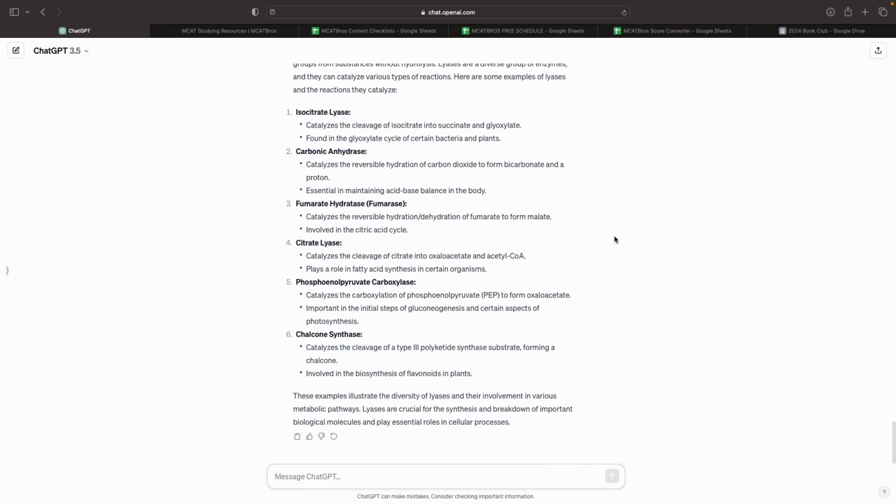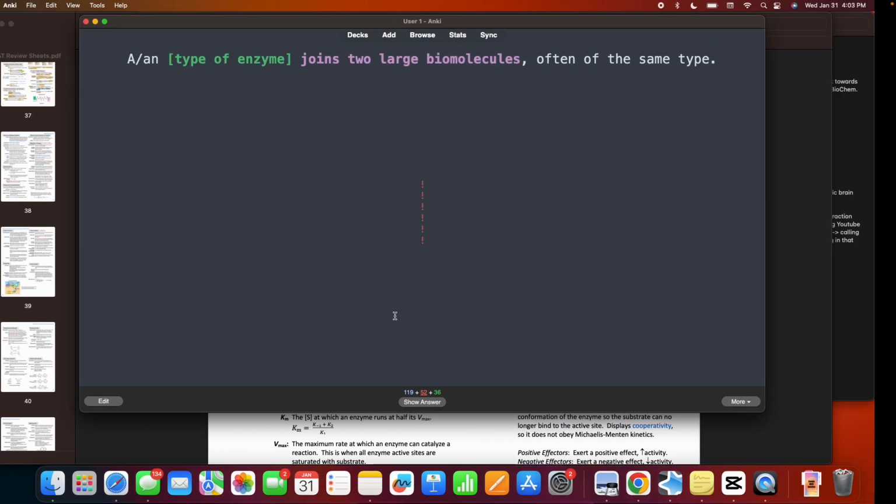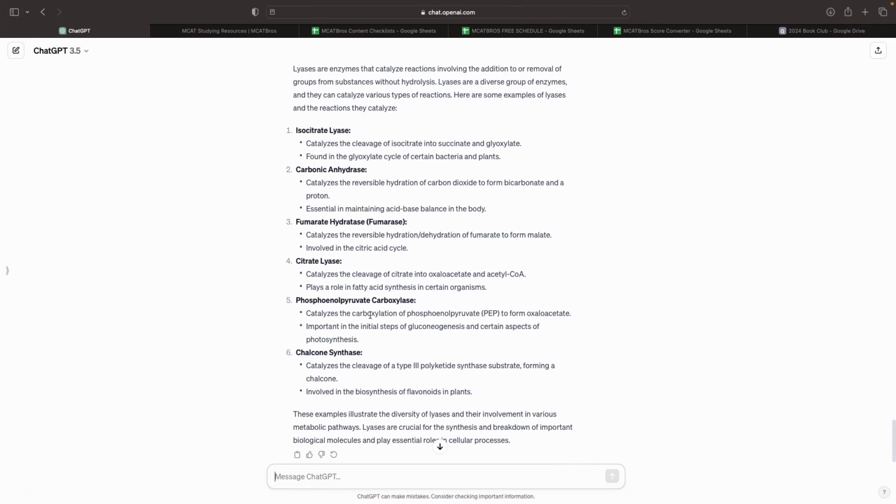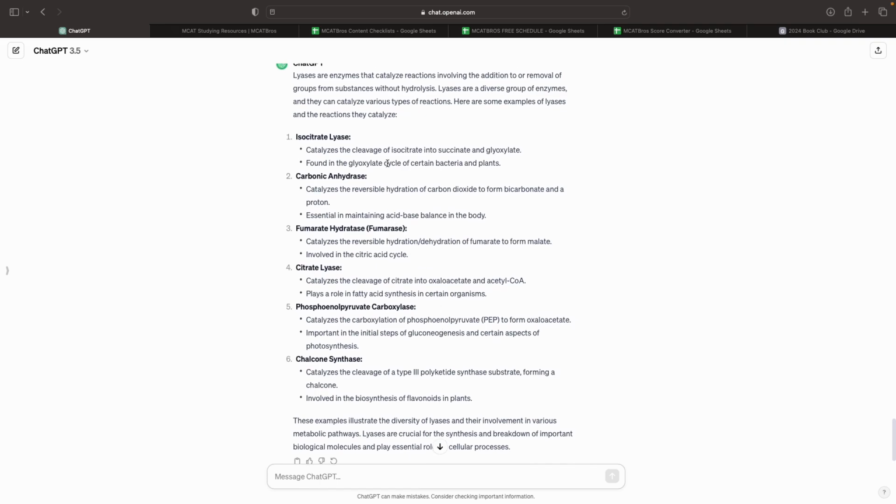Pyruvate decarboxylase is not here, but anyways, these carboxylases are all lyases. Carboxylation of PEP, for example, to form oxaloacetate, is in gluconeogenesis. Isocitrate is cleaved into succinate and glyoxylate in the glyoxylate cycle of certain bacteria and plants.